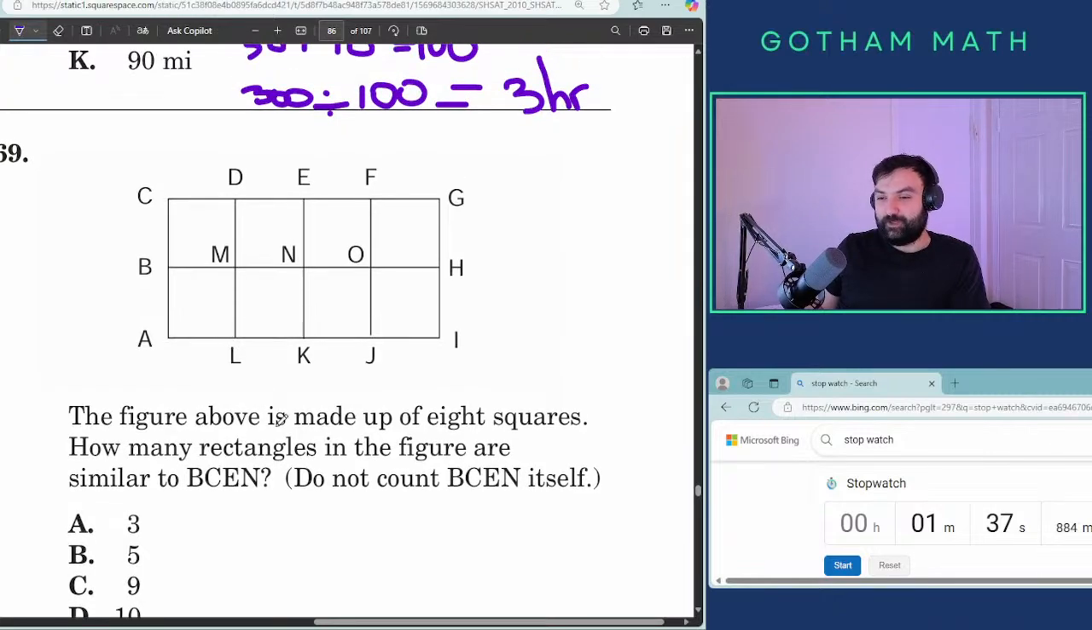So the figure above is made up of 8 squares. How many rectangles are in this? Okay. Equals BCEN. BC. So how many two pieces, like two pieces like that, do we have?